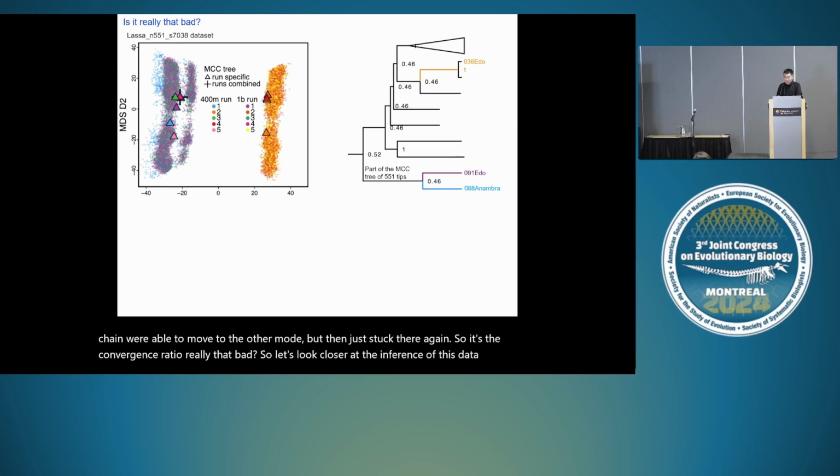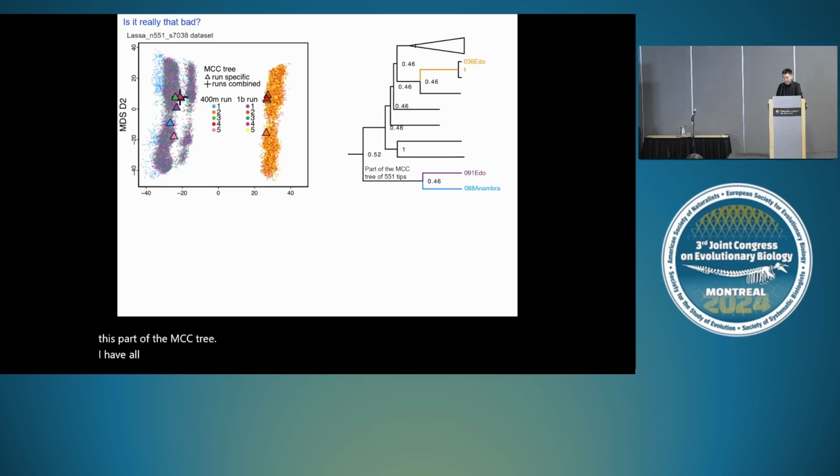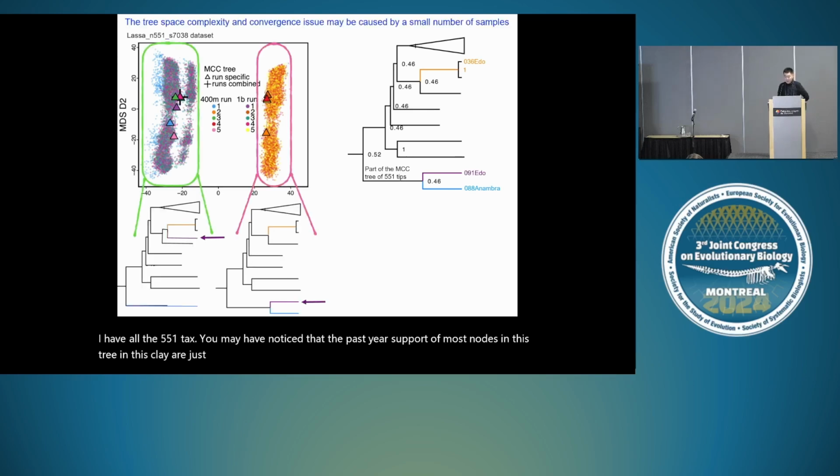It turns out that these failures are all caused by just 2 taxa, shown as the purple and blue tips in this part of the MCC tree, out of all the 551 taxa. You may have noticed that the posterior support of most nodes in this clade is just about 50%. It turns out that this corresponds exactly to the 2 modes identified in the left MDS plot. And here, the focal sequence is the purple one. So basically, in half the range, it's inferred to be sister to the orange clade, while in the other half, it's inferred to be sister to the blue tip.